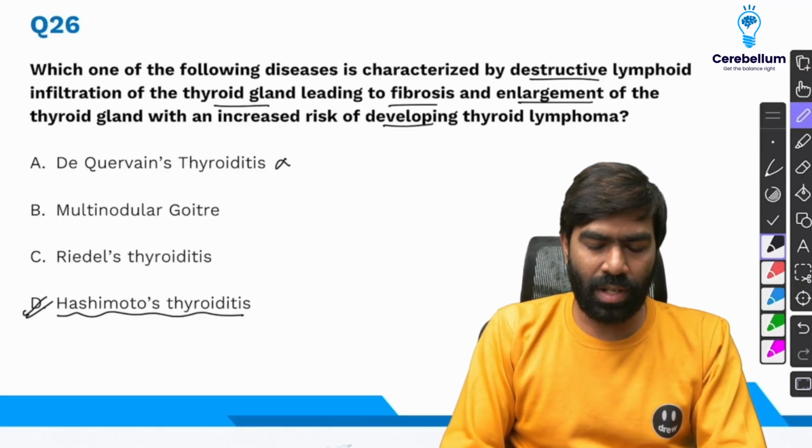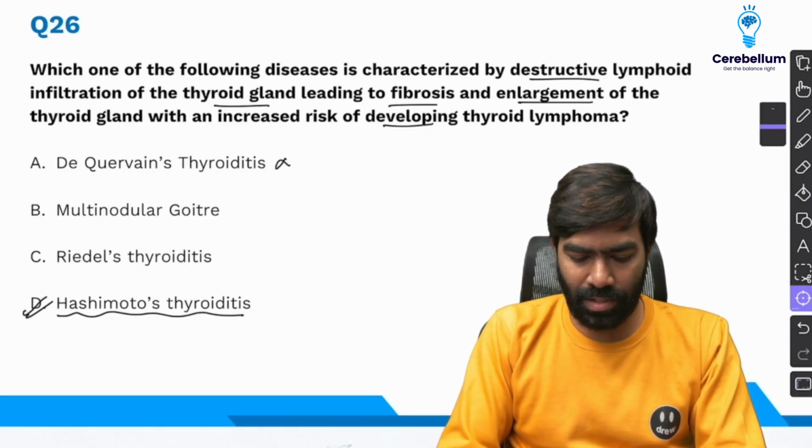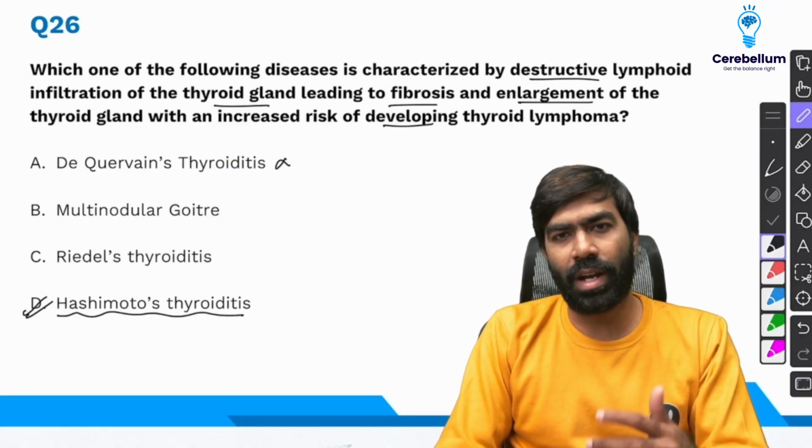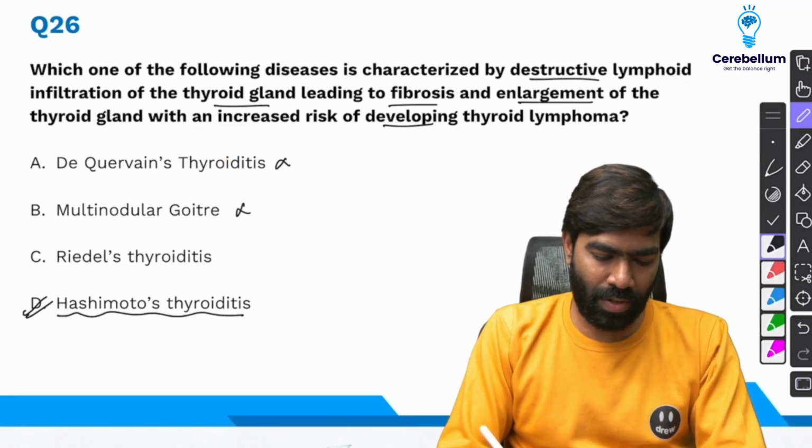De Quervain thyroiditis patients are not at increased risk of any cancer. In fact, it's a subacute form of thyroiditis, and it's a painful form of thyroiditis. And these patients will have granulomas on histology, not lymphocytic infiltration.